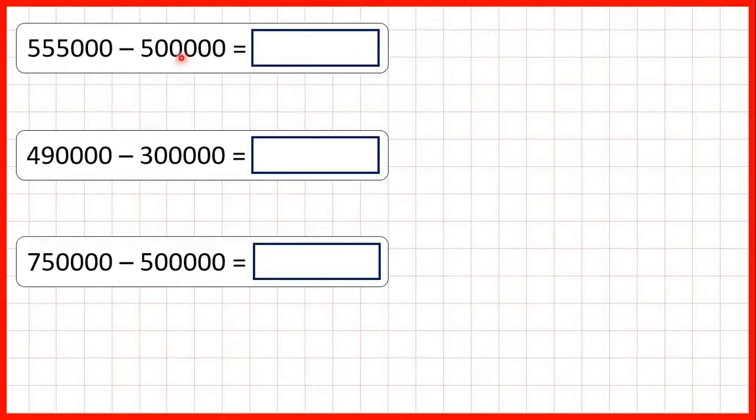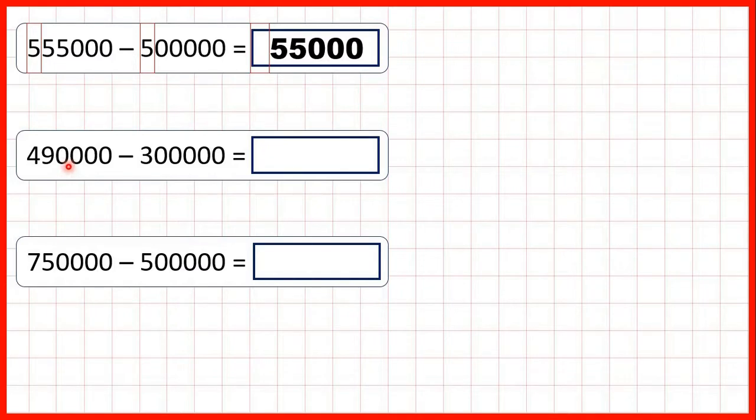Now we need to subtract a multiple of 100,000. So that's a number that ends in 5 zeros. First, we have 555,000 minus 500,000. Now if we highlight our 100,000s digits, 5 minus 5 is 0. So our answer is just 55,000.